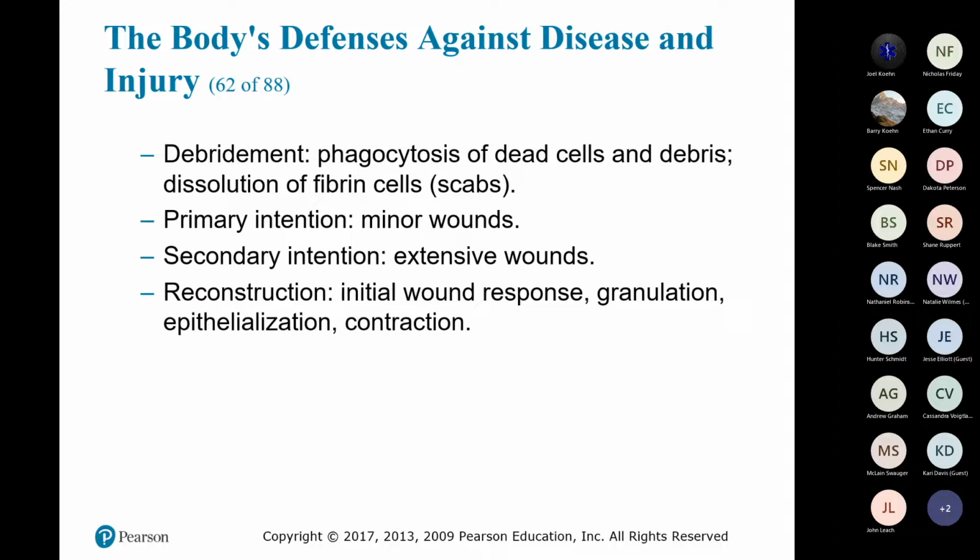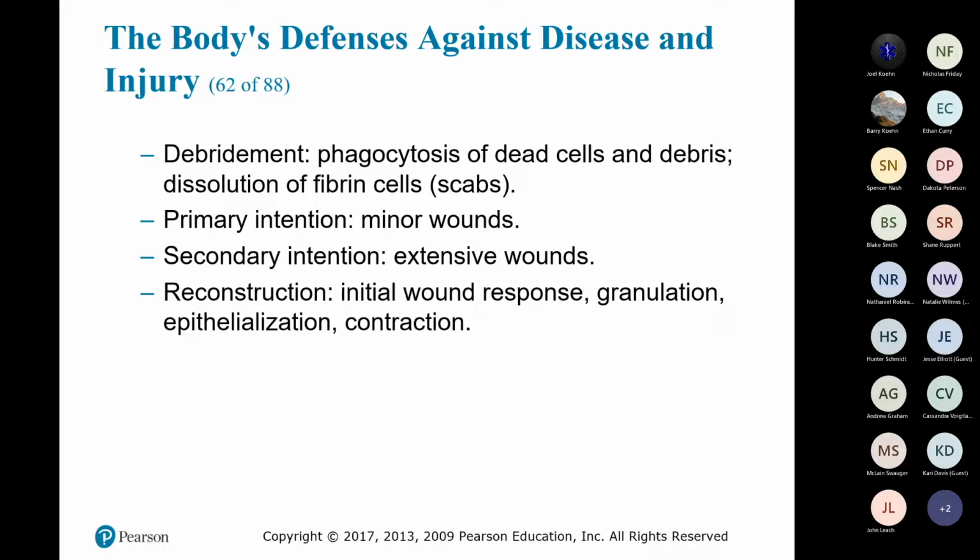When we talk about primary intention, minor wounds such as paper cuts close and heal easily, right? They are said to heal by a primary intention. More extensive wounds, such as a wound that might need to be filled or a wound that might need to be contracted back together, are said to heal by secondary intention. So remember, primary intention is minor, secondary is more extensive. And when we get to that reconstruction phase, again, that's when scar tissue can essentially start to develop.